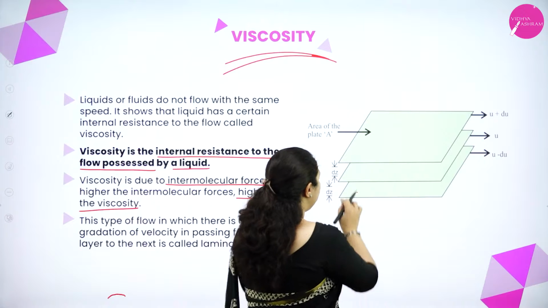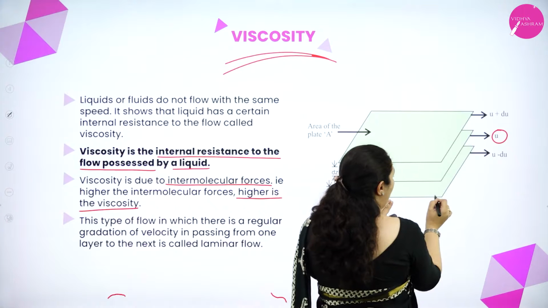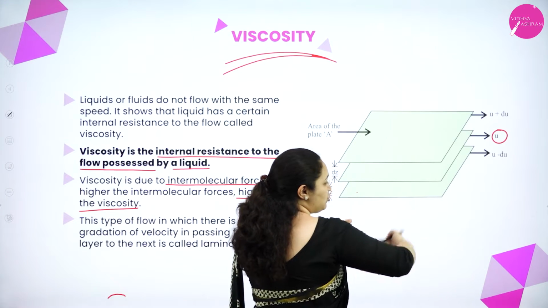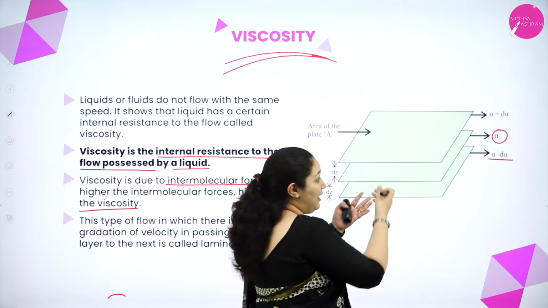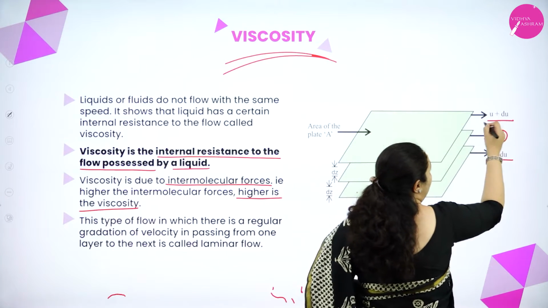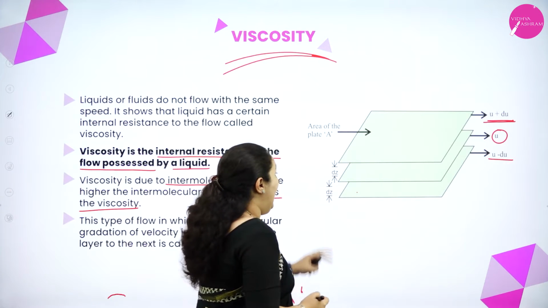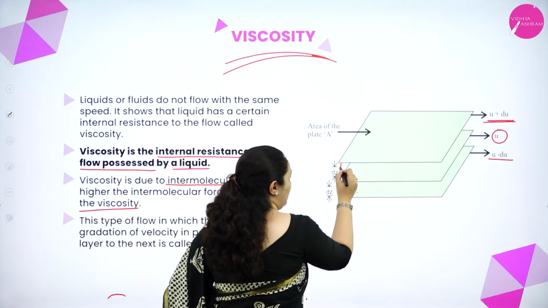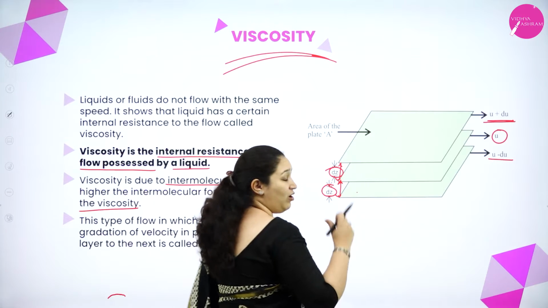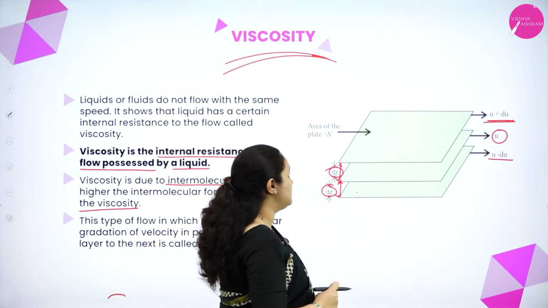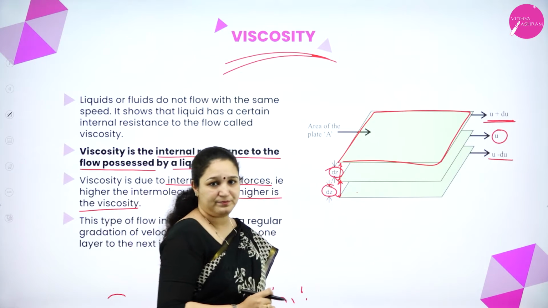If I consider the speed with which it is flowing as u, then the velocity of the layer attached to the surface will be u minus du, a little slower, and one more layer above it will be a little faster, that is u plus du. The distance between the two layers we take as dz, and A we take as the area of the plate.